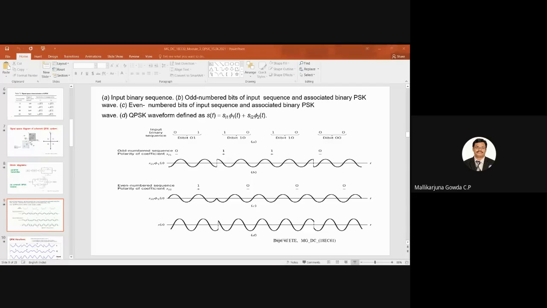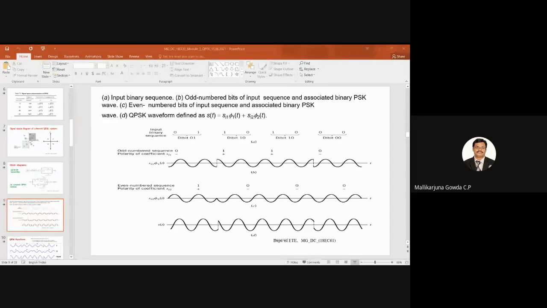So it is just BPSK modulation only. Whatever is written here, psi 1 into phi 1 of t is nothing but one BPSK signal, and this is another BPSK signal, right? Here the odd sequence will be multiplied by phi 1 of t. What is that phi 1 of t? It is a cosine signal, right? Because here 0 is there, it is multiplied by minus cos. That is why the minus cosine signal is written here.